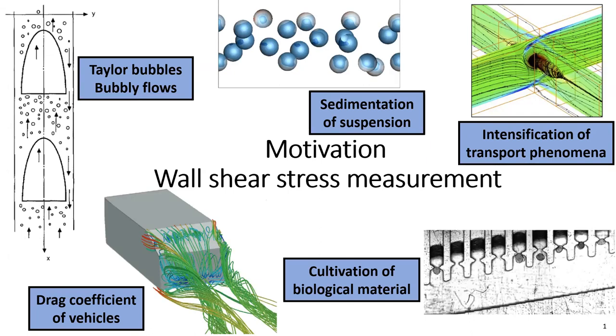Okay, so at the very beginning, I will briefly talk about our motivation for shear stress measurement, which is quite broad, because low shear stress is an important quantity to optimize designs of vehicles to reduce their drag coefficients. As another example from an absolutely different field of study is biotechnological application, where low shear stress must not damage the cultivated biological material. On the other hand, in cases when we want to intensify transport phenomena, we need to maximize wall shear stress. Also, for studies of multi-phase flows, such as bubbles, solid flows, or sedimenting suspensions, information of wall shear stress can be very useful.